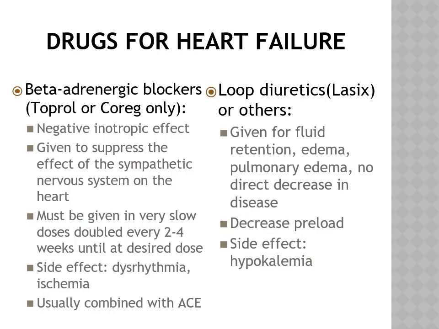So moving on now to the additional drugs for heart failure, beta blockers. Beta blockers are pretty common, and so they have a negative inotropic effect, which remember would mean that the heart rate is slowing down, and they are given to suppress the effect of the sympathetic nervous system on the heart. So remember that sympathetic nervous system would naturally be increasing the heart rate, and the beta blockers, we want to give them to slow the heart rate down.